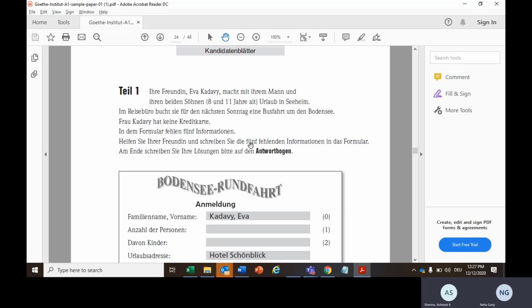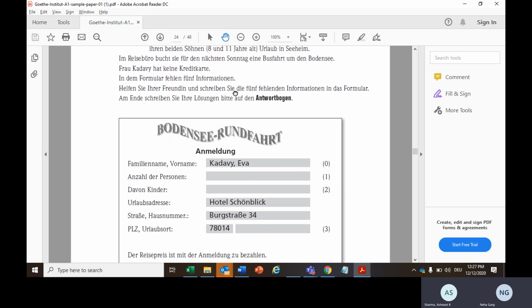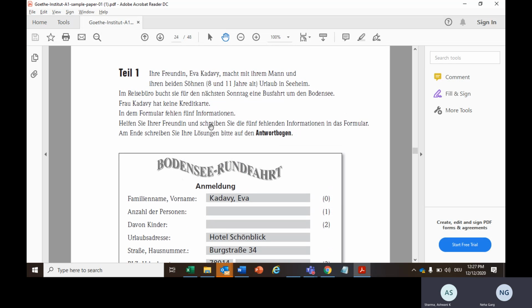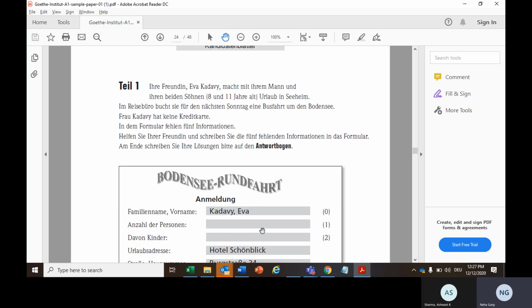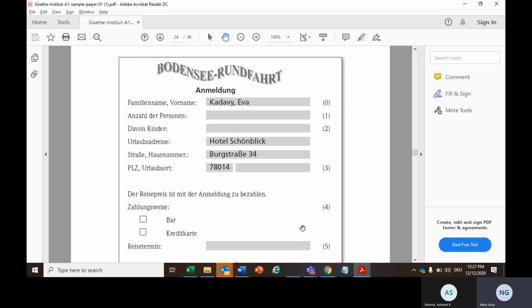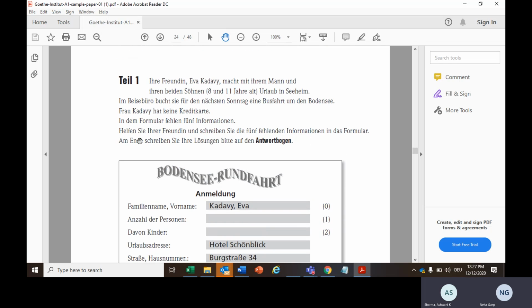Frau Kadri, Frau Kaduri hat keine credit card. It means Frau Kadri doesn't have any credit card. In the Formular, Fallon Funch information. So in this particular form there are five pieces of information which are missing. Fehlen. Okay. Halten Sie Ihre Freundin und schreiben Sie die fünf fehlenden Informationen in der Formular.